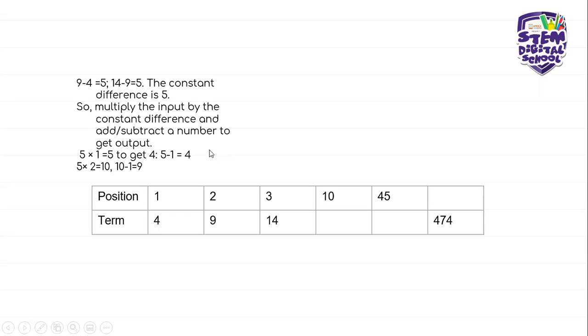So to get to 4, obviously you'll need to subtract 1 from the answer that you got. So 5 minus 1 is 4. So that's how you get the 4 there. And then for the second one again, it will be 5 times 2. And 5 times 2, as we know, is 10. And then to get to 9, you subtract 1. So 10 minus 1 is 9. I hope that you can see this rule.